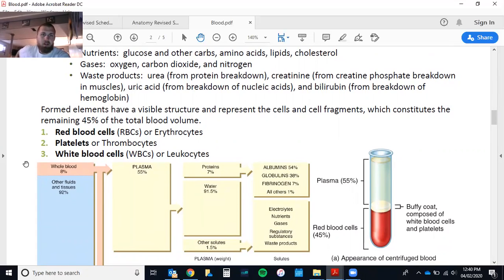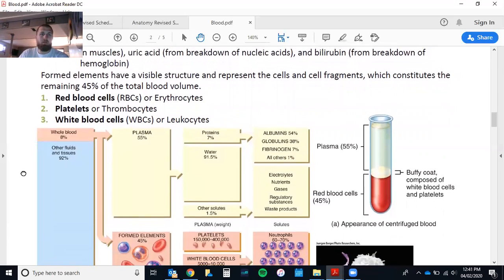situation. Gases like oxygen and carbon dioxide, but also even nitrogen, and then a lot of waste products, which are going to hopefully get to our kidneys to be filtered out. That includes urea, which we form when we break down proteins, creatinine, which is formed when we break down creatine phosphate in our muscles, uric acid, which is formed from the breakdown of nucleic acids, which are like DNA and RNA, and bilirubin, which is from the breakdown of hemoglobin.